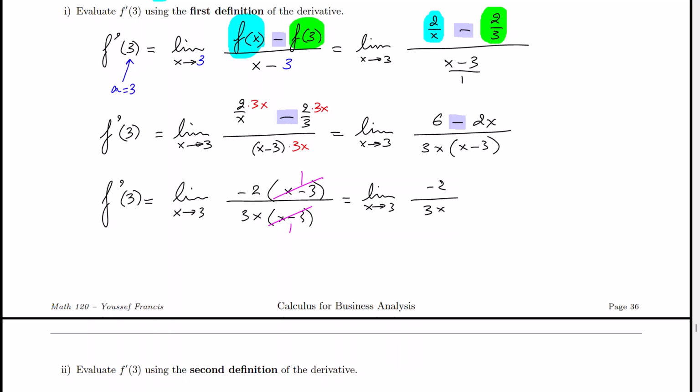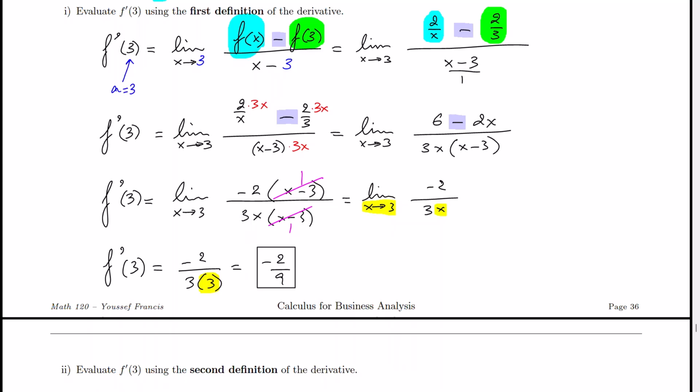So this is it. Let's finally try to do the direct substitution and plug in the limit, which is x approaching 3. And in this case, it's actually going to work. So f prime of 3 is going to be negative 2 divided by 3 times 3, because the limit has x approaching 3, and the answer is negative 2 over 9. And that's the derivative at the point 3.